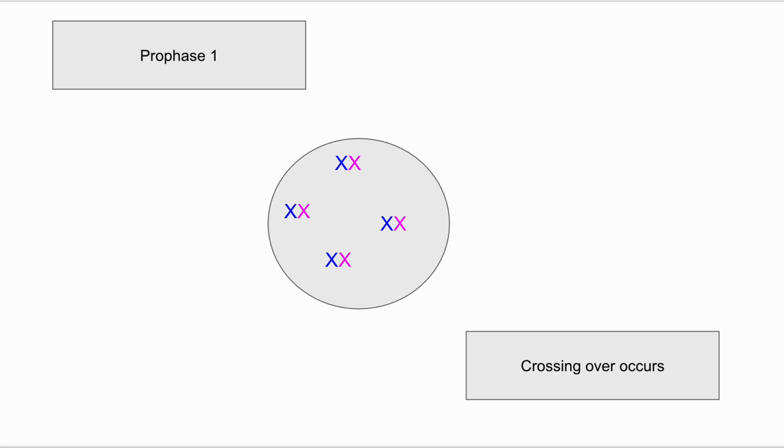Overview of meiosis. I'm doing this on a Google slide, so it's not going to be perfect. I can't represent crossing over very well, so this is all I've got. So bear with me here.